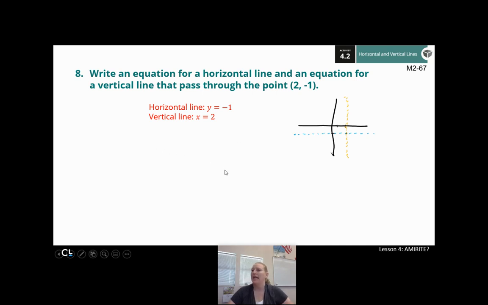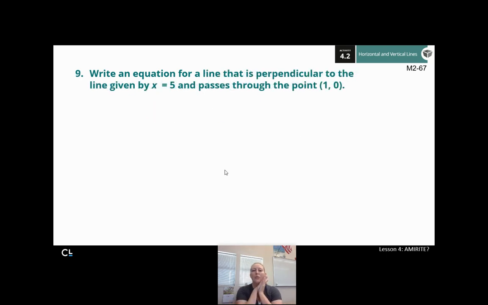Let's try this again. I have a slightly trickier one, but nothing we can't handle. I would like you to now write an equation for a line that is perpendicular to the line given by x equals 5, and it passes through the point (1, 0). So go ahead and hit pause. Try this out. Again, it helps if you make a little graph. And then hit play when you're ready to check your work.